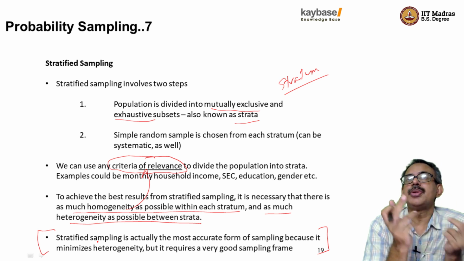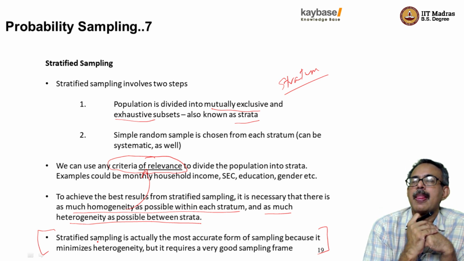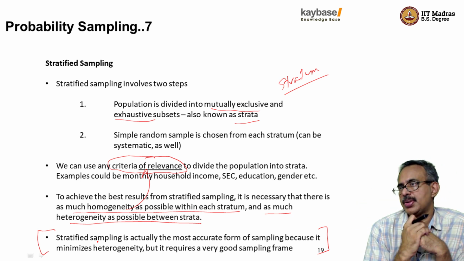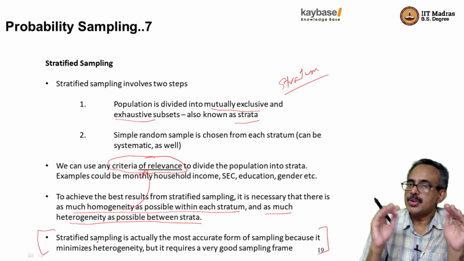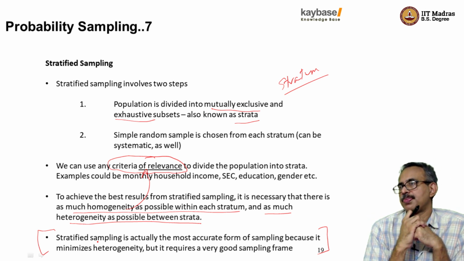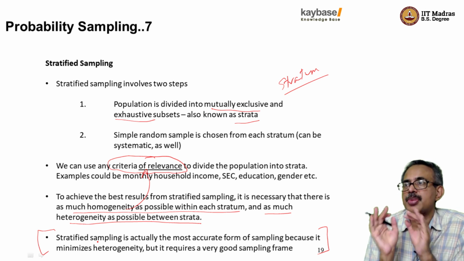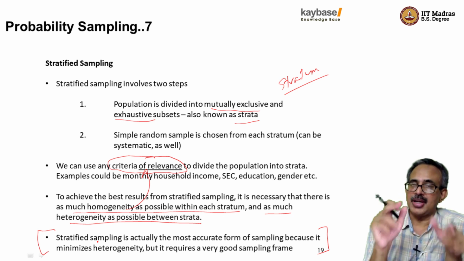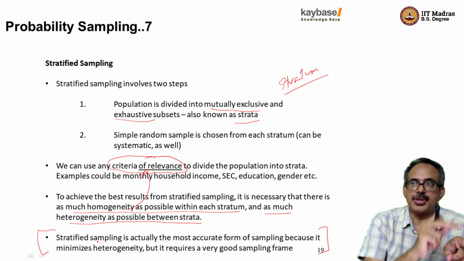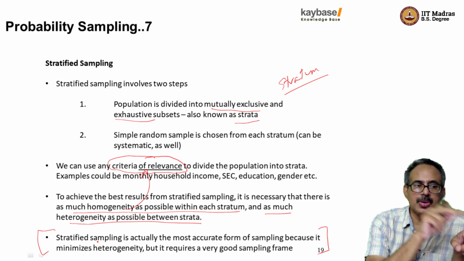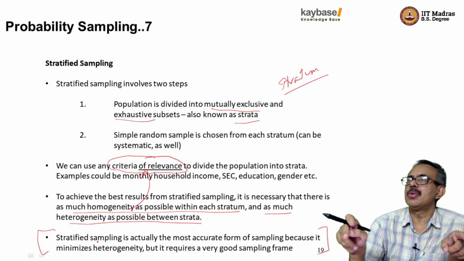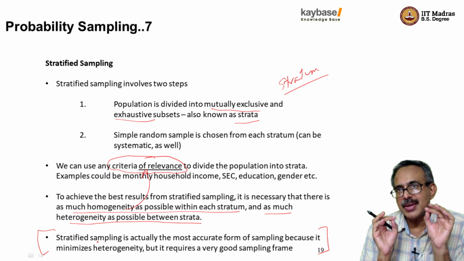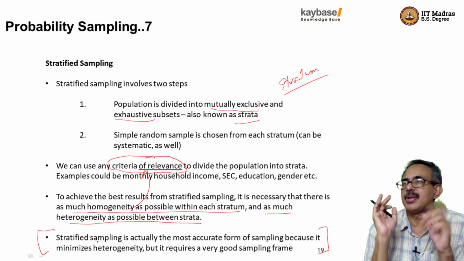It depends on how heterogeneous the population is. The more heterogeneous the population, the larger the sample size requirement. The more homogeneous the population, the smaller the sample size you can manage with. This is one of the fundamental principles of sampling. Therefore, in stratified sampling, within a stratum, we are ensuring homogeneity. So a small sample from each stratum will still give you good results. Which is why, in a very technical sense, stratified sampling tends to give you the most accurate results.